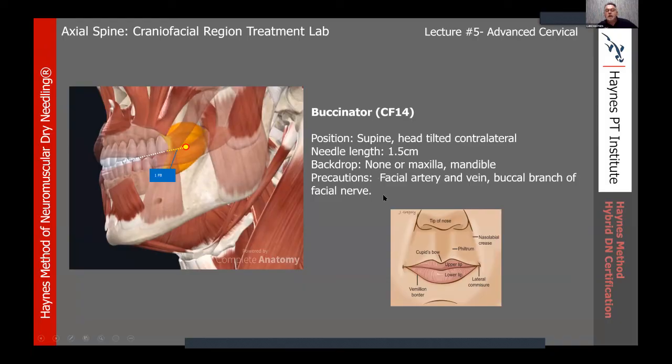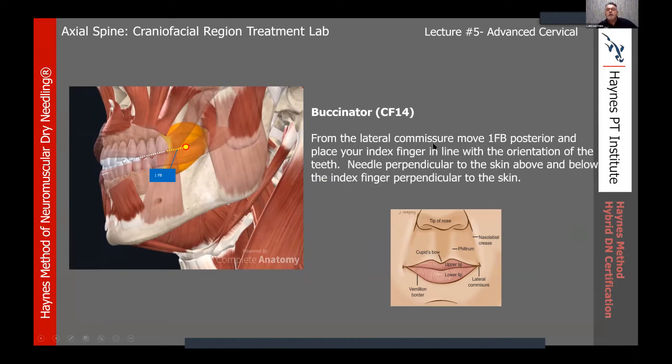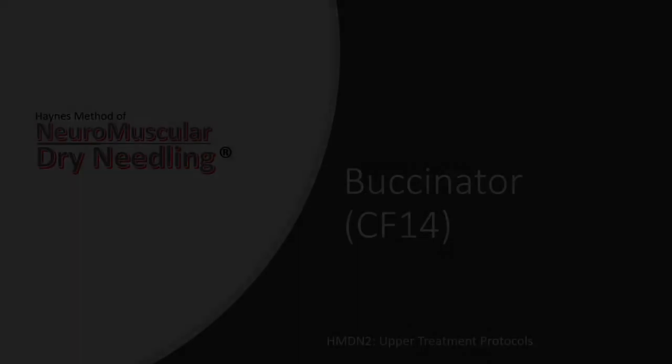No backdrop. For the buccinator, we're going to come from the lateral commissure. We're going to move 1 finger breadth posterior. We're going to place our index finger in line with the orientation of the teeth. So we'll come in like such, and then we're going to needle perpendicular to the skin, above and below the index finger, perpendicular to the teeth. We want to make sure we catch that muscle above and below the index finger.